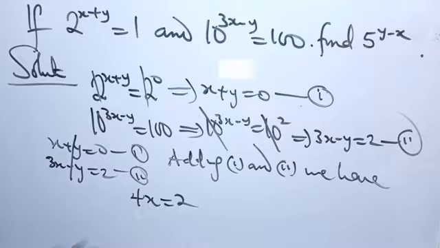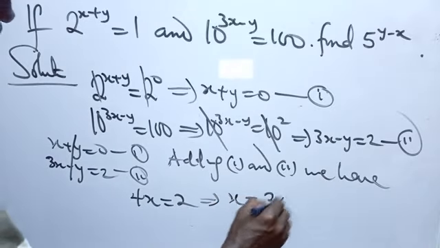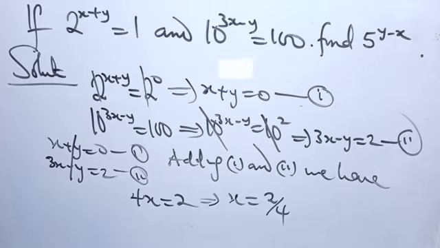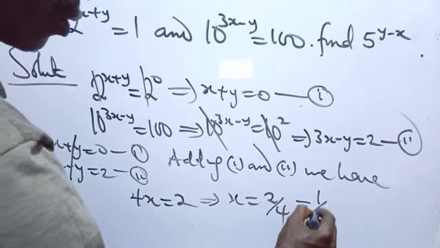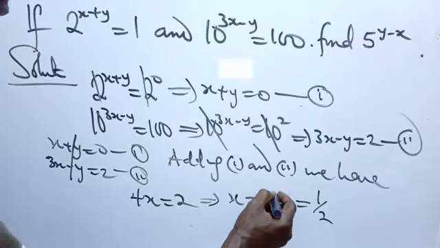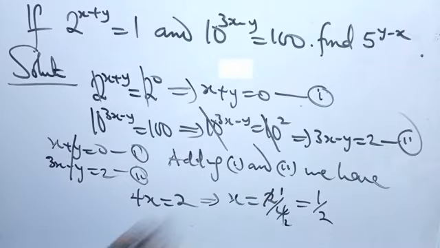So dividing both sides by 4, x will be equal to 2 over 4. That will give us 1 over 2, because 2 cancels 2. Now we have gotten x to be 1 over 2.